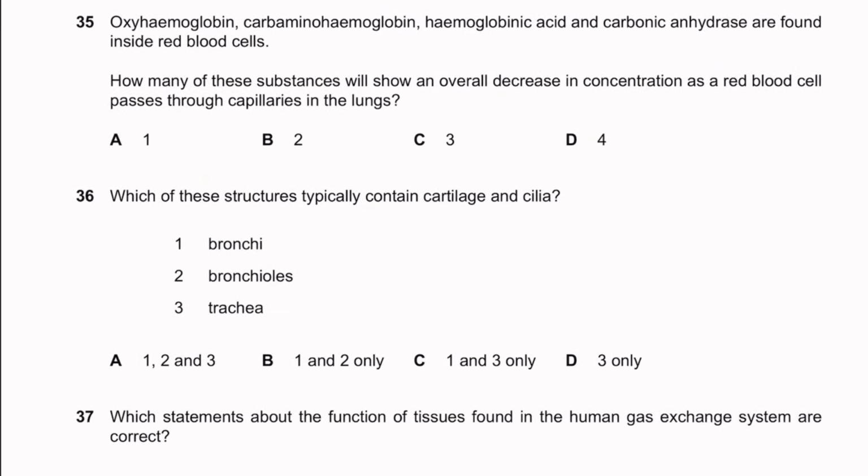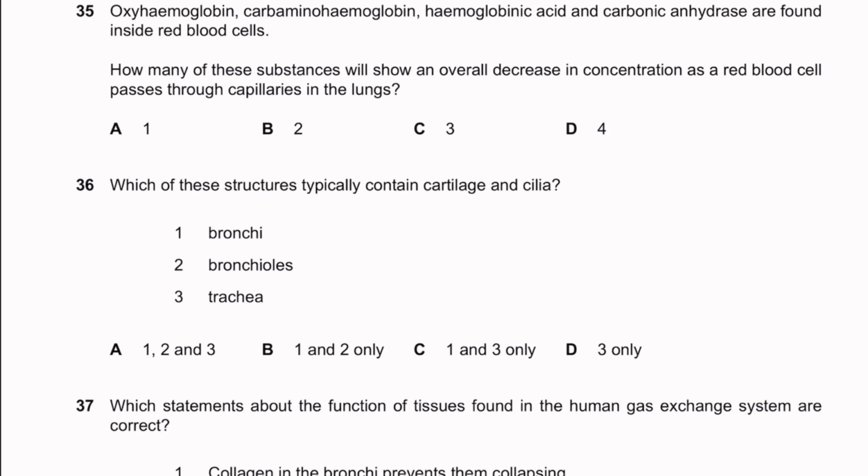35. Oxyhemoglobin, carbamine hemoglobin, hemoglobinic acid, and carbonic anhydrase are found inside our blood cells. How many of these substances will show an overall decrease in concentration as the red blood cell passes through capillaries in the lungs? Okay, so in the lungs specifically, we have a high concentration of oxygen, so high partial pressure of oxygen. So what exactly does that do? When we have lots and lots of oxygen, that obviously means we'll be having more oxyhemoglobin.